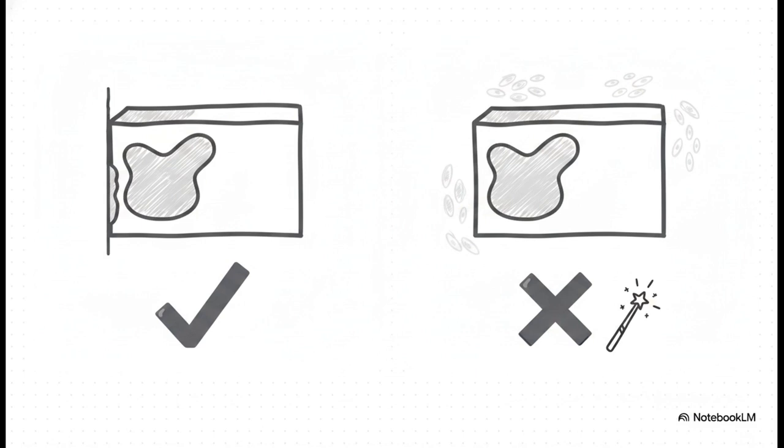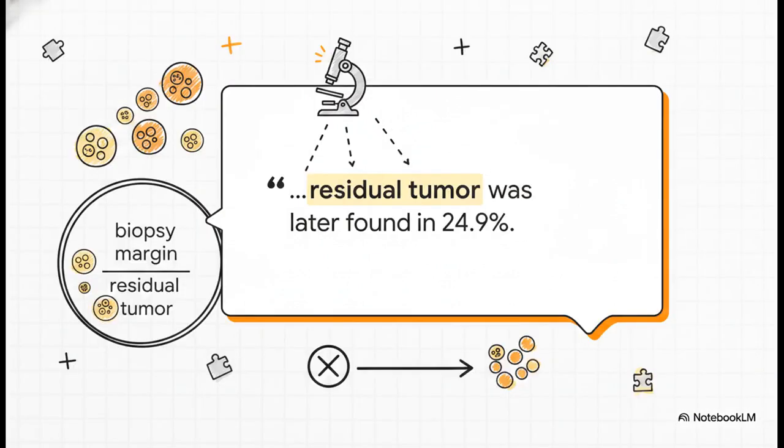Now look at the right side, a negative edge. When a diagnostic biopsy says the margins are clear, it is strictly not a clearance test. A negative edge on a diagnostic biopsy cannot be relied upon to prove the cancer is completely gone. Let me give you the hard evidence-based data on exactly why that is.